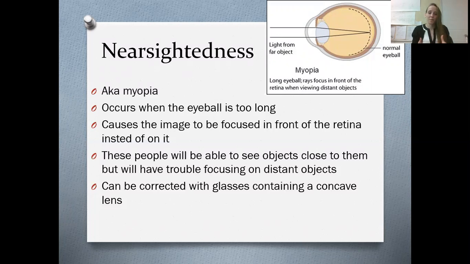And so people with nearsightedness will be able to see objects that are up close, like if you're reading a book or something, but will have trouble focusing on objects in the distance. So this can be corrected with corrective glasses that have a concave lens, which will essentially cause the light to bend so that it focuses further back in your eye, actually on your retina.